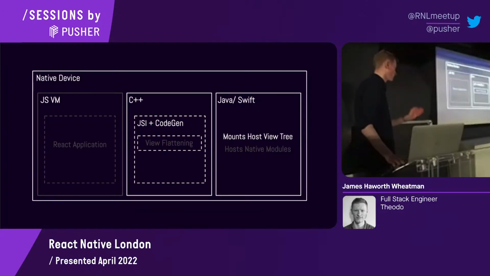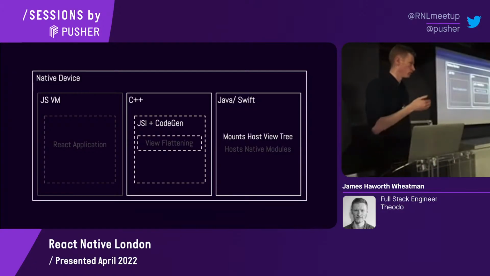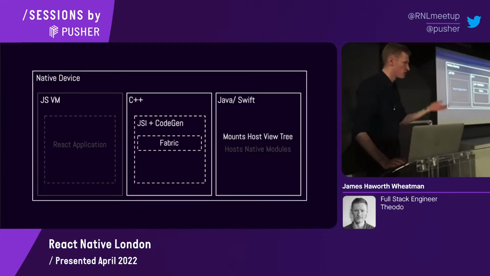Only when we get to the actual mounting, the promotion from the old host view tree to the new host view tree, does the native side actually step in, and then we promote the tree to being the live tree. And this is called Fabric. Facebook have been working on this for at least 4 years now.